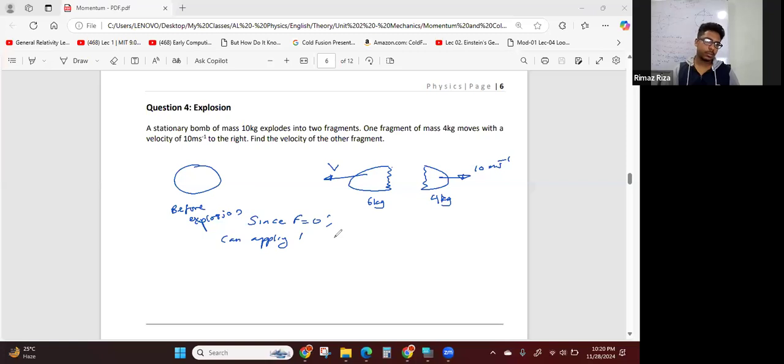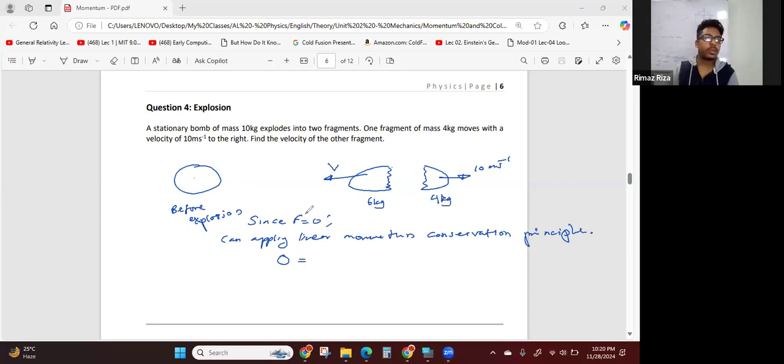linear momentum conservation principle. So initially the total momentum is 0. Total momentum is 0 because mass times no velocity, so the momentum value is 0.